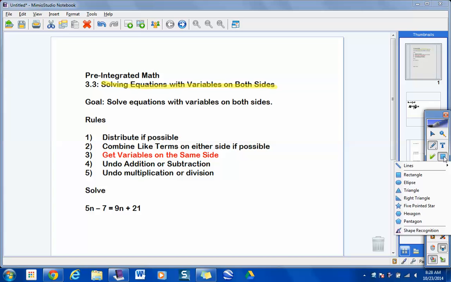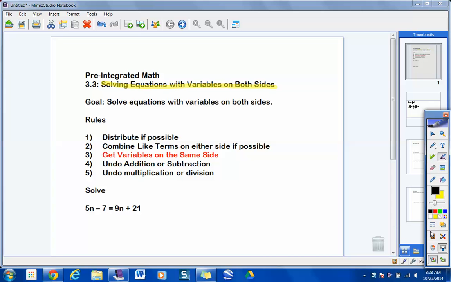Okay. In the last section, what was our first rule? What was our first rule, you remember? Okay, in this new section right here, what's the first rule again? Distributive, if possible. So we're looking to get rid of any parentheses. Great. Okay. Second rule. What's it say? Combine like terms on either side. We've done that before, haven't we? Yeah.